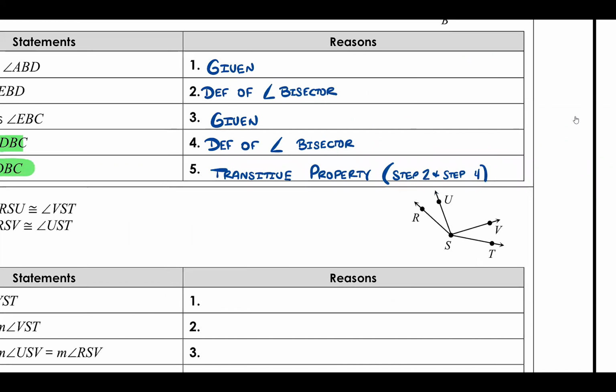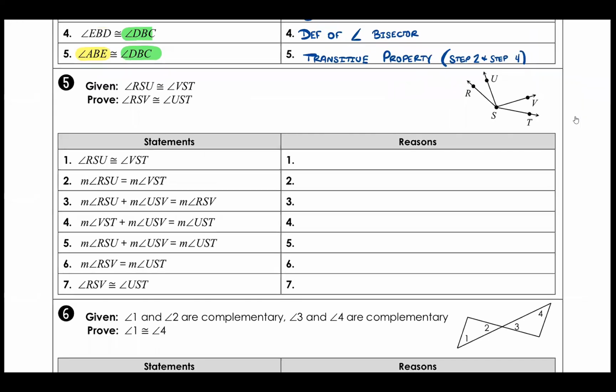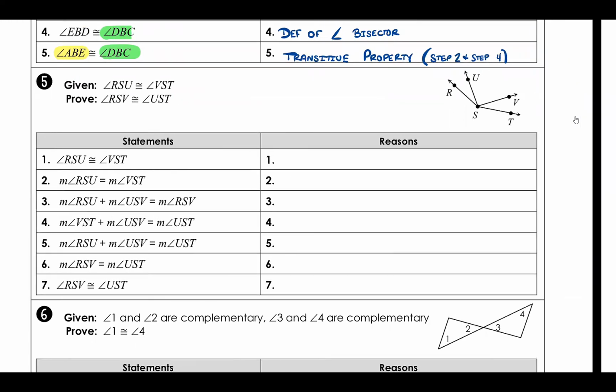Let's do one more. We got time for one more. And boy, oh boy, is she a doozy. Look at that 7-step, beautiful piece of mathematic art. They told me angle RSU is congruent to angle TSV. So how do I label that in my diagram? With a what? Give it a hoop.